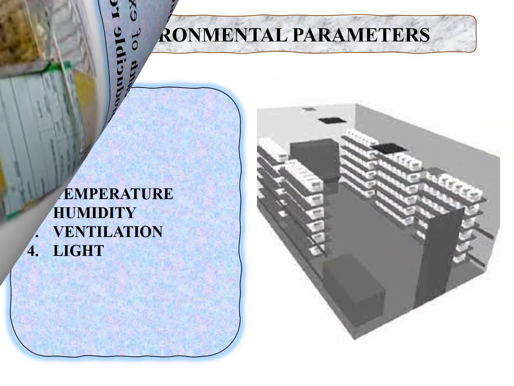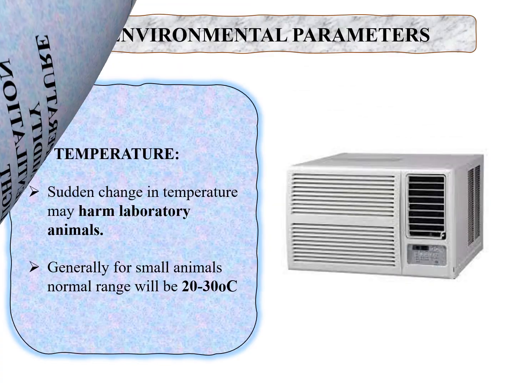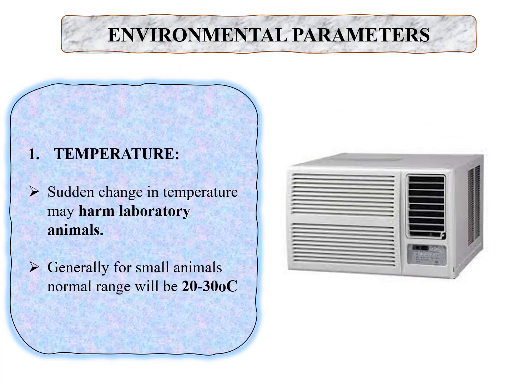Let's see which are the important parameters required to maintain a particular environment. They are temperature, humidity, ventilation and light. Let's see each parameter in detail. First, it is temperature. A sudden change in temperature may harm laboratory animals. Generally, for small laboratory animals, the range of temperature should be between 20 to 30 degrees Celsius.